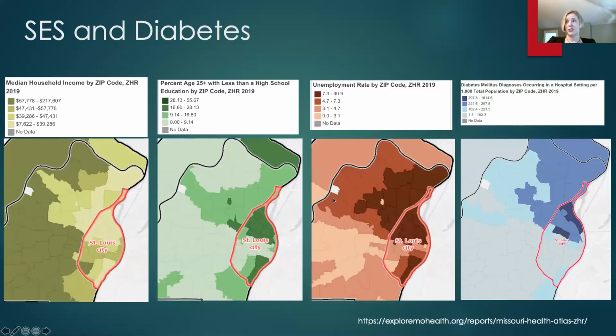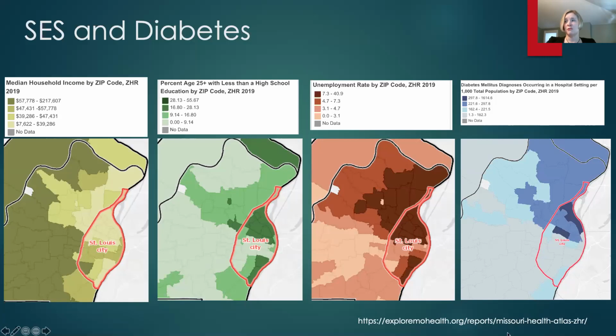So first, I'd like to illustrate the connections between socioeconomic status and diabetes at the community level by using St. Louis specific geographic information systems data. As you can see on these maps from the Missouri Health Atlas compiled by the Missouri Hospital Association, the areas of St. Louis City and County that have the lowest median income here in the lighter green, higher percentages of individuals over 25 with less than a high school education, and the areas with higher rates of unemployment are also the same areas of the city and county with the highest prevalence of diabetes diagnoses.